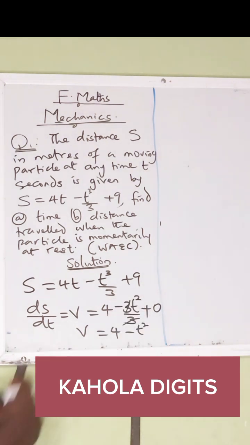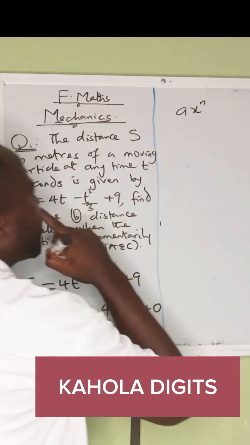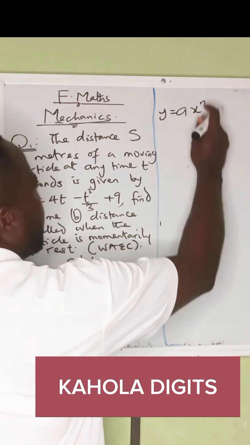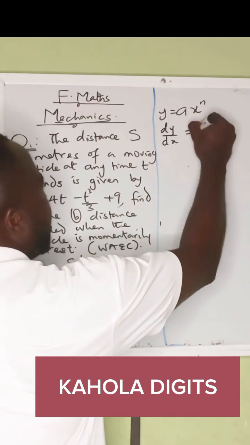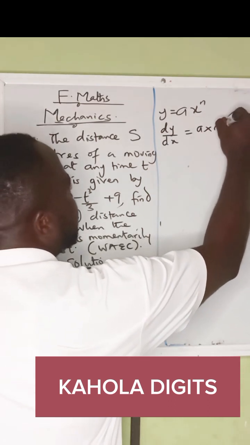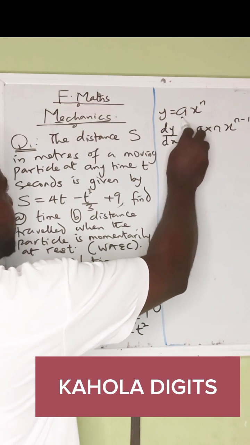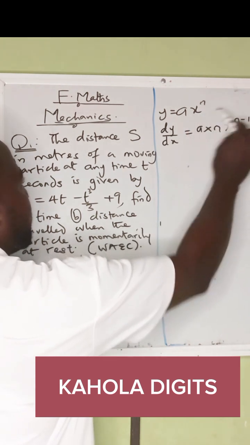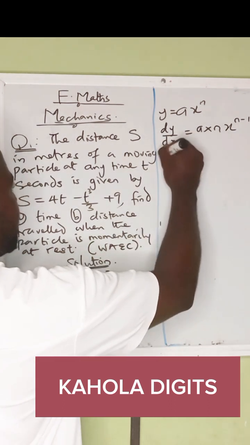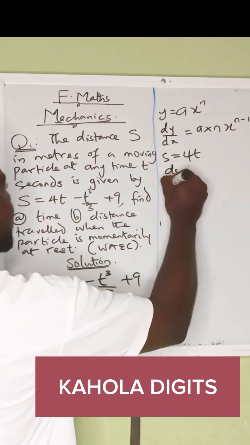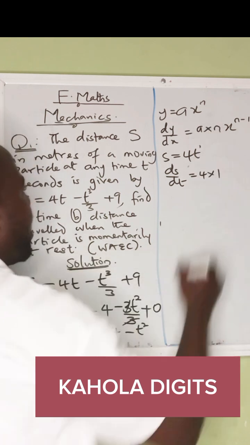Now let's do a quick recap on differentiation. If y equals a x^n, then dy/dx equals a multiplied by n multiplied by x^(n-1). So you multiply the coefficient by the power, then you subtract 1 from the power. For example, differentiation of 4t with respect to t, dx/dt, will be equal to 4 multiplied by 1, because the power here is 1.